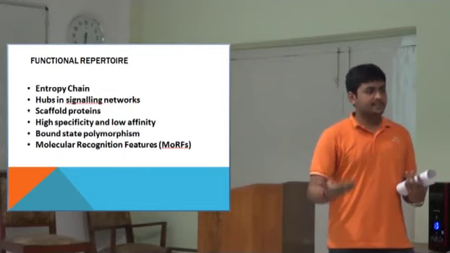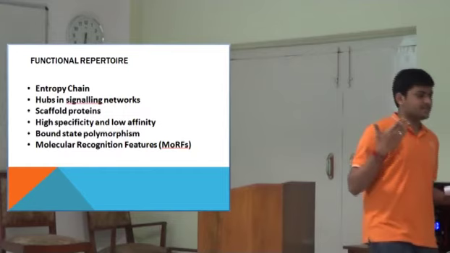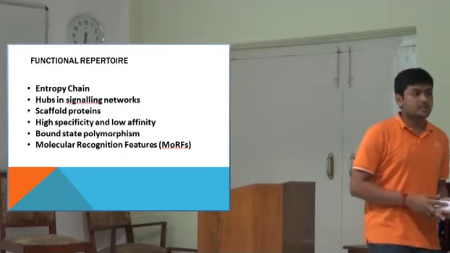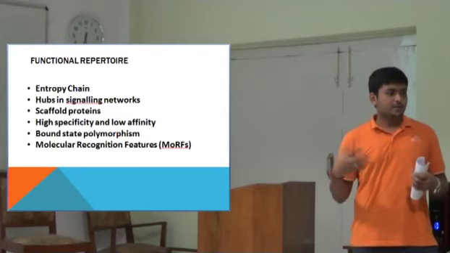So this can be used as a very good control for signaling systems, because it is as important to stop a signal as it is to start a signal. So intrinsically disordered proteins can be used very easily to control signal pathways, because they have low affinity but high specificity.